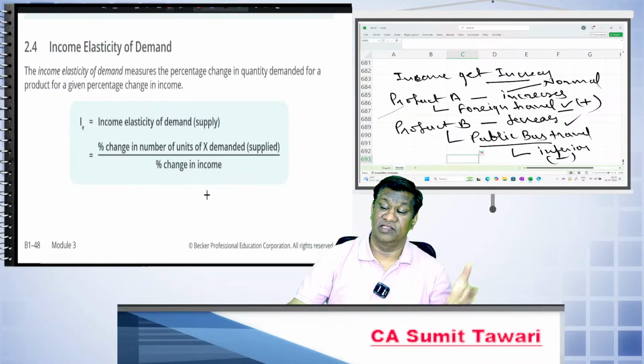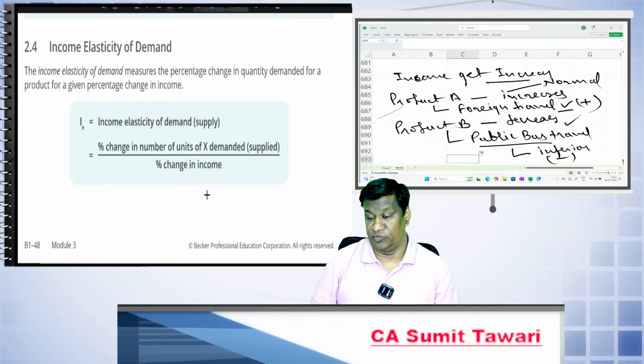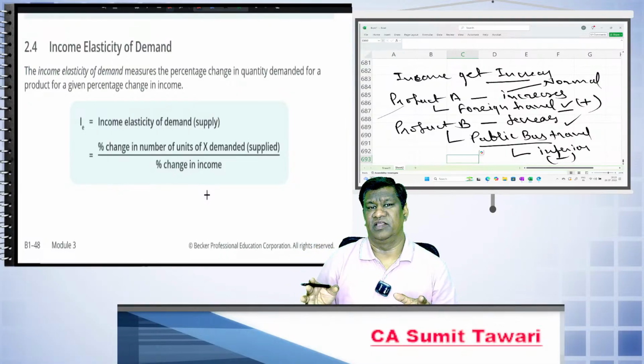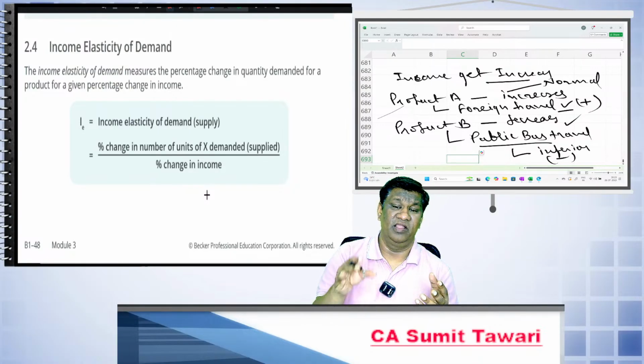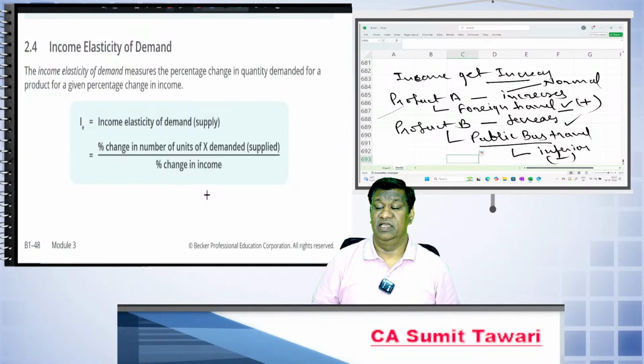That's why the income elasticity for product B is negative. When your income increases and the consumption increases, it is a normal product. When your income increases but the consumption decreases, it is an inferior product. It means you are using that product just because you don't have income, but now you want to shift to the upgraded product. So we need to consider this as inferior.